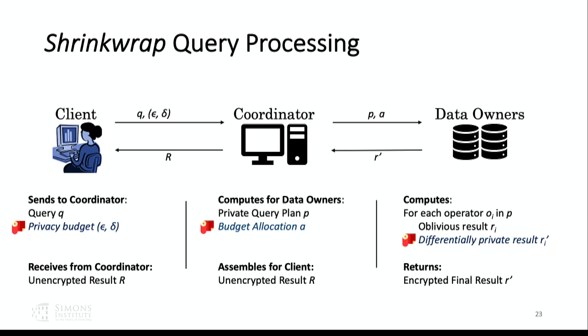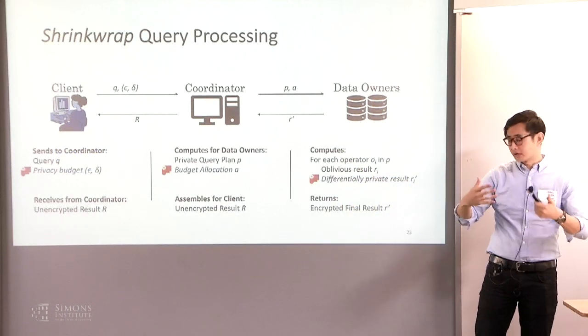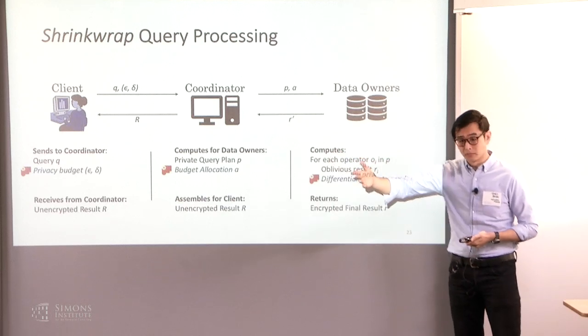So this is the end-to-end Shrinkwrap query processing, right? You have a client, a coordinator, and data owners. What the client does is she takes a query and a privacy budget and sends that to a coordinator. The coordinator will then generate a private query plan, which is going to be based on SMC and some sort of budget allocation A. It passes that to the data owners, and the data owners will each individually compute the query plan, get an encrypted result, and send that back to the coordinator. The coordinator then assembles all these shares of the results and gives an unencrypted result back to the client.